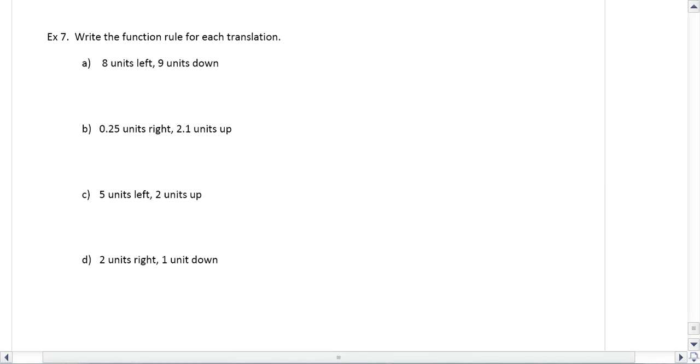So now we have sort of some backwards problems. We're given the translation described to us, and we have to write the function rule or the equation. So in this case, we went down 9 units, so down 9, and then it went to the left this way 8 units, which is in the negative direction. So we learned that inside the absolute value, if it went in the negative direction, that isn't x minus 8, it's that backwards thing, it's x plus 8. But then when it just went down 9 units, that's just a normal subtract 9.